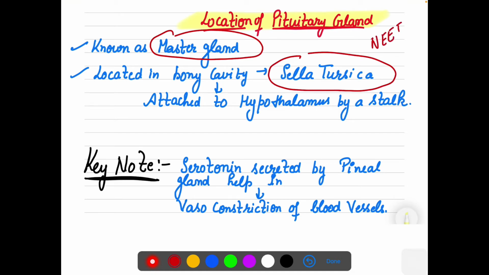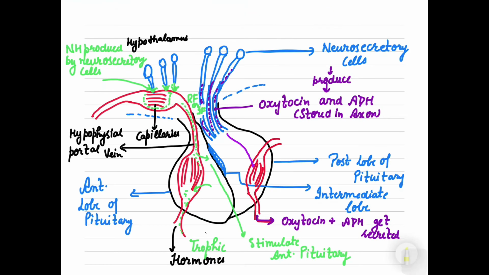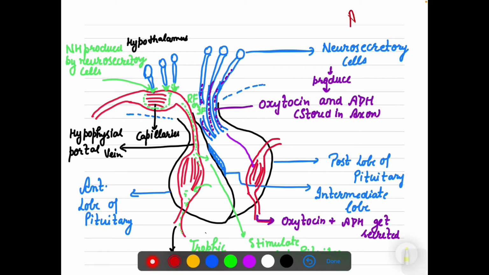Right, this question comes directly in NEET: sella turcica, basically the location where the bony cavity is. This is just like a pouch, you can say an extension, an outgrowth, that comes out of the hypothalamus. This is my hypothalamus, above it the thalamus is present, so this small pouch-like structure is the pituitary. It is attached to the hypothalamus by a stalk, but it is located in the cavity that is known as sella turcica.